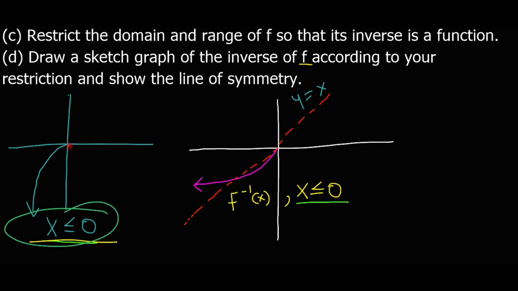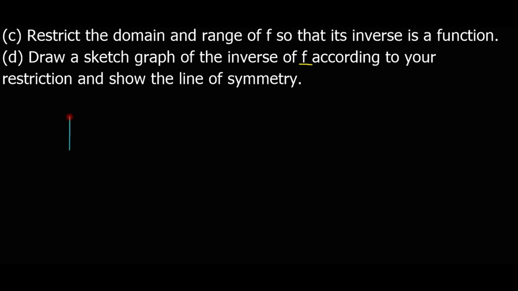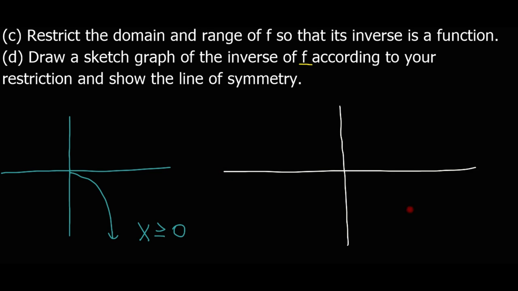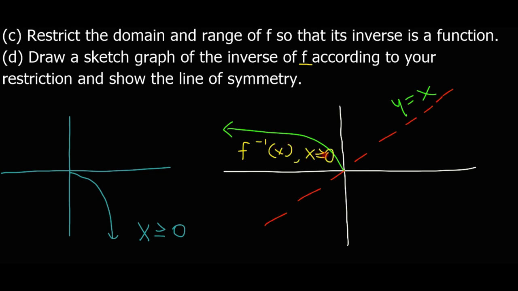But let's see when we restrict in this way, using this restriction, x is greater than or equal to 0. The inverse will be in this way. And then we draw the axis of symmetry, and name it y equal to x. And then we name this one the inverse. So this is our graph when we restrict in this way.